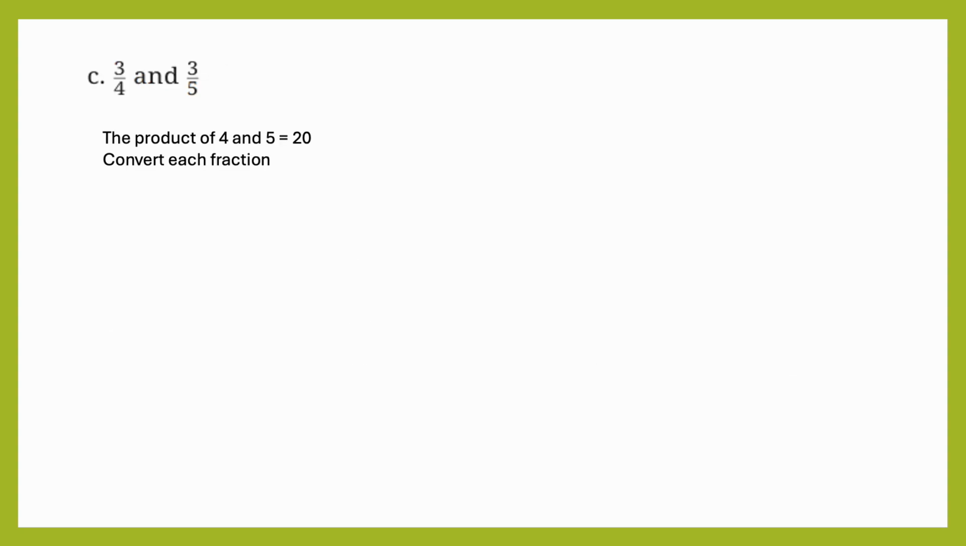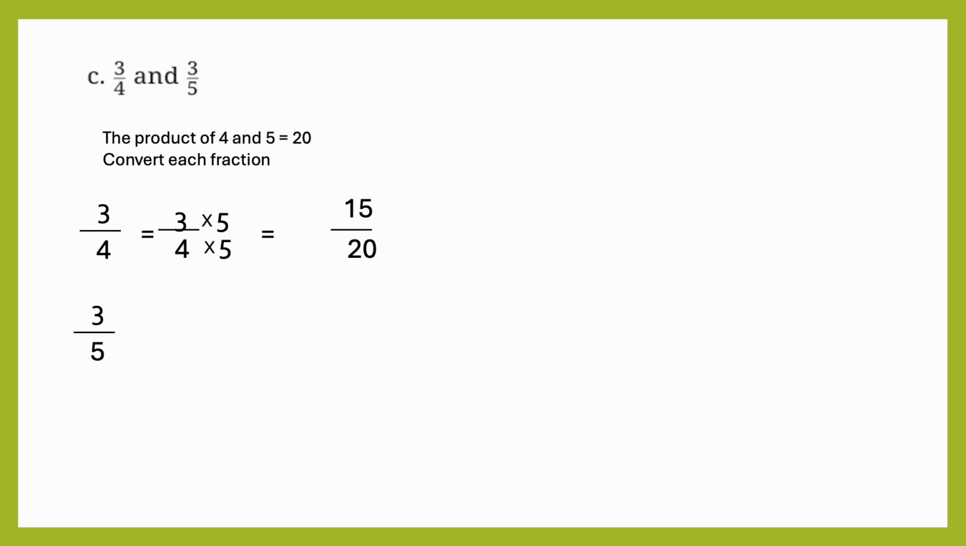Next one, 3 by 4 and 3 by 5. Here the product of denominators 4 and 5 is 20. So, convert each fraction. Convert 3 by 4 into an equivalent fraction such that the denominator is 20. 4 into 5 is 20. So, multiply both numerator and denominator by 5. 3 into 5 is 15. 4 into 5 is 20. 15 by 20.